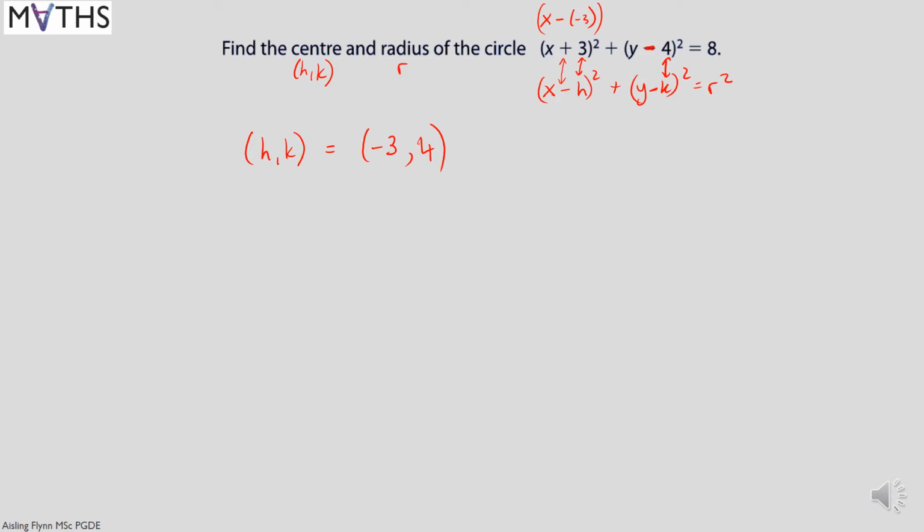And if we go to the right hand side of the equation, you can see that r squared equals 8. So r will be the square root of 8. Okay, so just reading information straight from the equation.